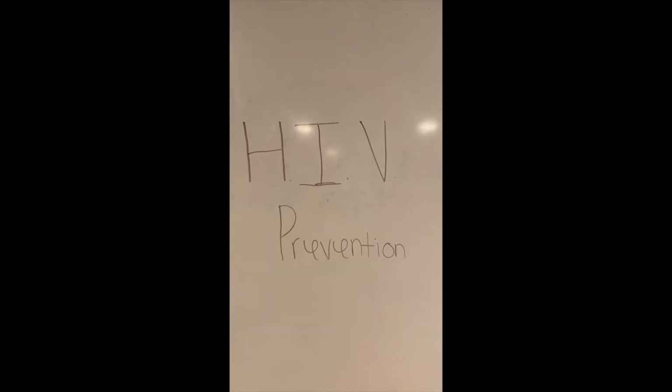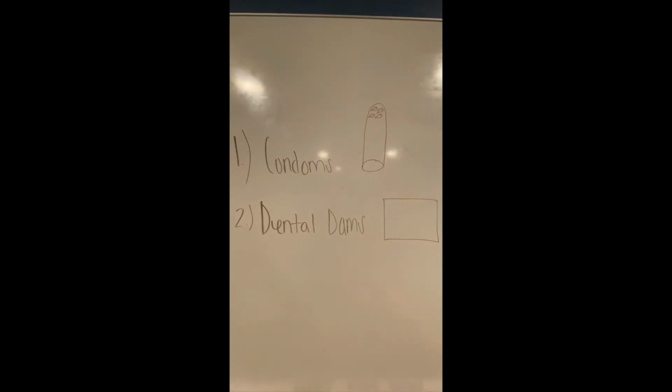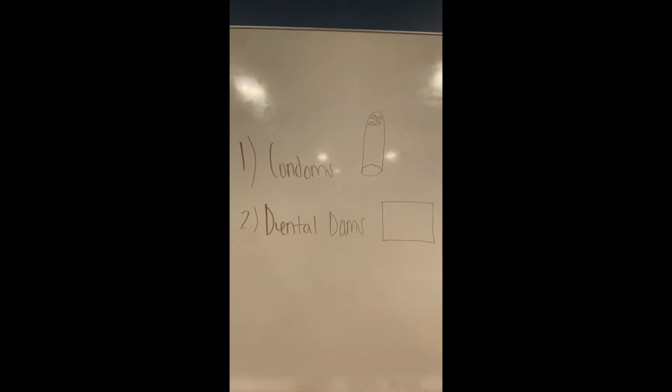Onto HIV prevention. What are some ways to prevent HIV? One, of course, would be condoms. Condoms should be used during every type of sex, whether that be vaginal, anal, and or oral sex. And don't forget to use a different condom for each type of sex.